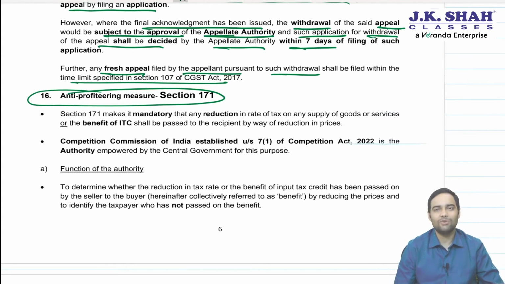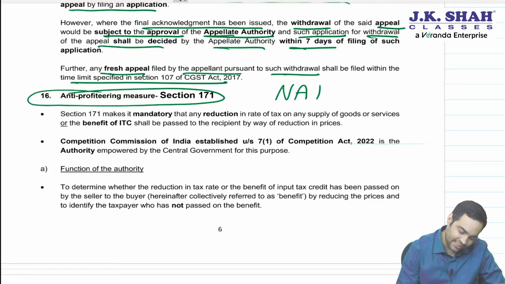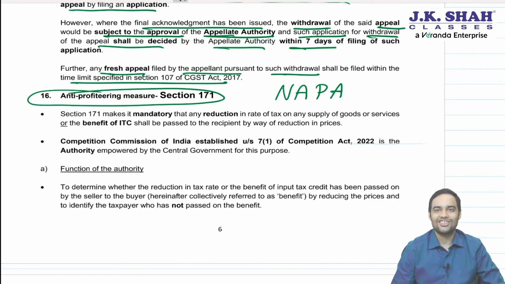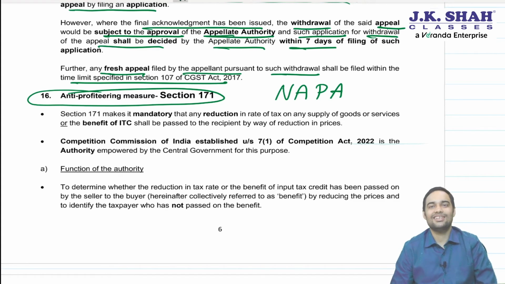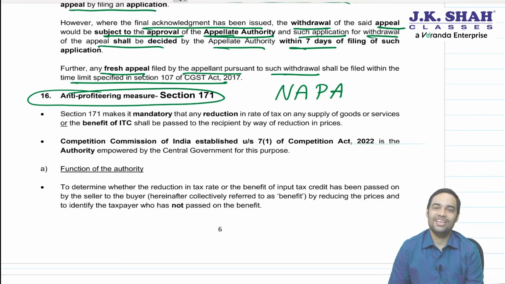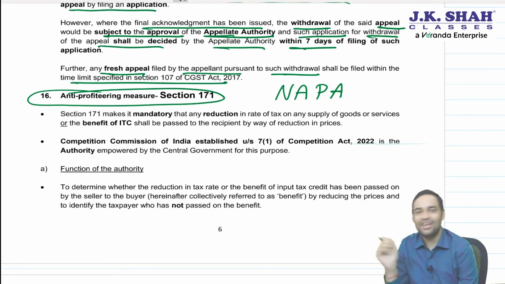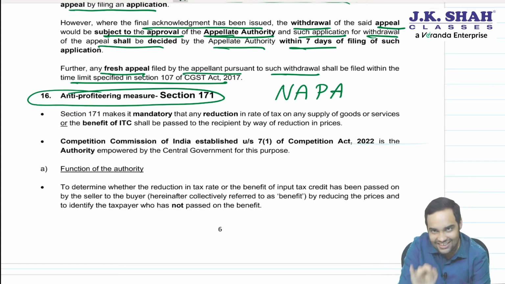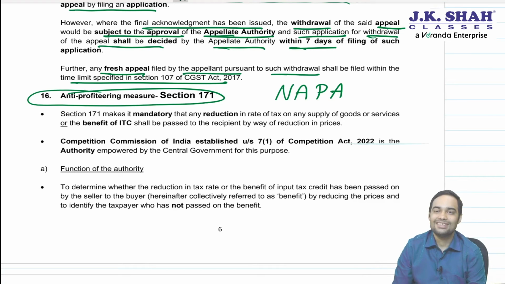Anti-profiteering measures. You remember anti-profiteering measures? There was an authority called the National Anti-Profiteering Authority. If a person has profiteered from the GST amount, that means he availed ITC but did not pass the benefit to the consumer, or there is a reduction of tax, 18% is reduced to 12%, but you have still not passed the benefit to the consumer, you have increased your prices. Then in that case, the National Anti-Profiteering Authority could catch such persons. Now, the National Anti-Profiteering Authority was valid only for 5 years.